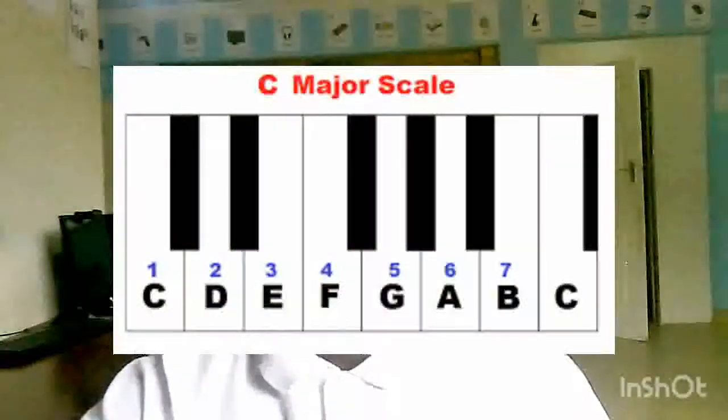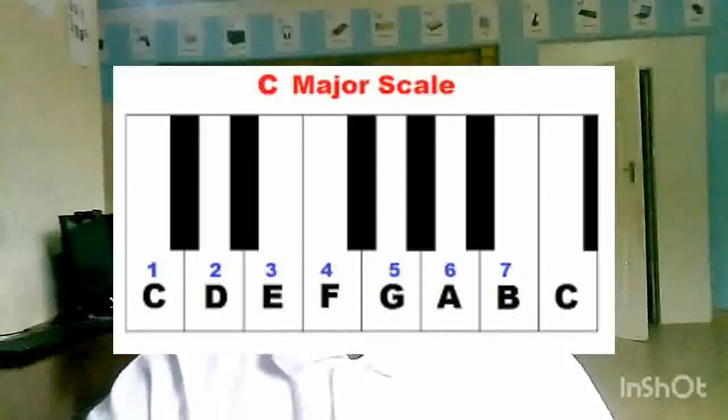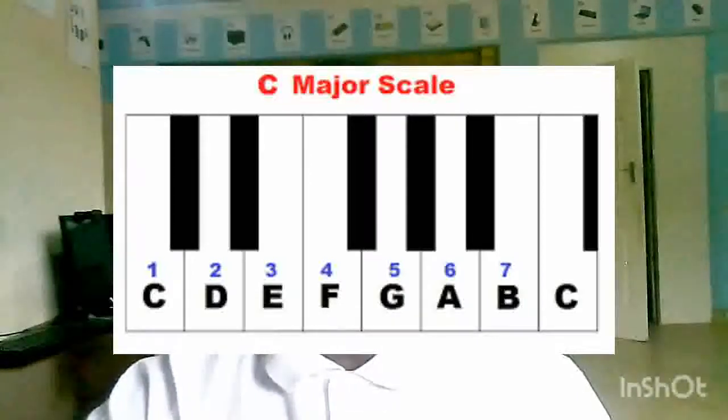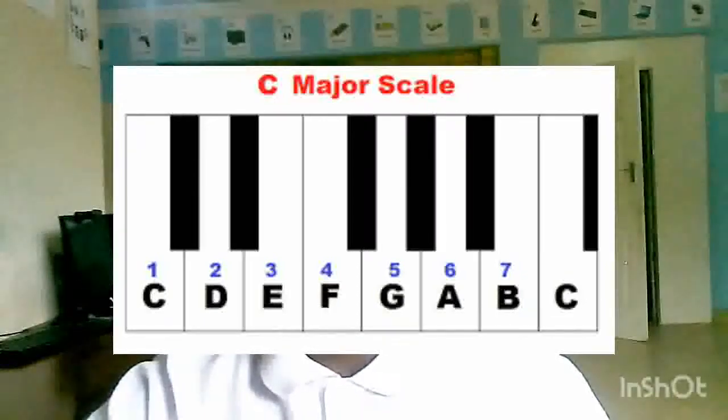So from C, we go to D. From D, we go to E. From E, we go to F. From F, we go to G. From G, we go to A, to B, and finally, B to C.